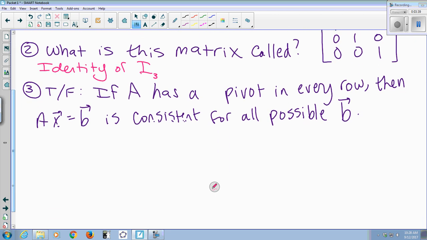All right, true or false? If the matrix A has a pivot in every row, then the equation AX equals B will be consistent for every possible choice of B. Yes, that is true. So basically, if there's a pivot in every row, that means that you'll never get 0 equals a number, which is the sign of inconsistent, right? Because you've got a pivot, so there'll be a number there. So this is true.